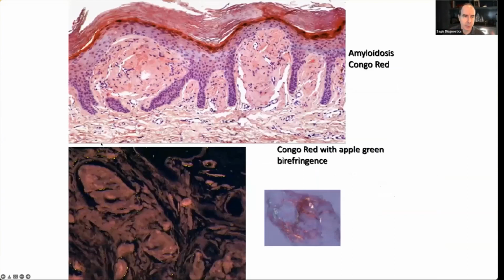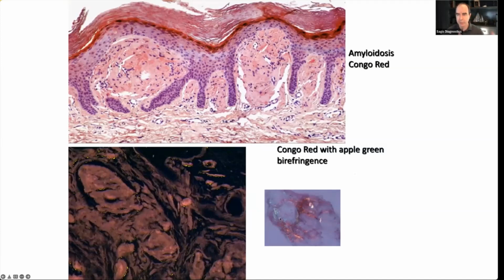Congo red, this would be in amyloidosis. So this is going to stain amyloid deposits, and you typically hear about the birefringence. So on your light microscopy, it's this dense pink to light red. All right, and then when you polarize it, you can see birefringence.